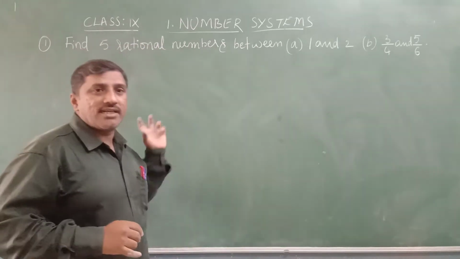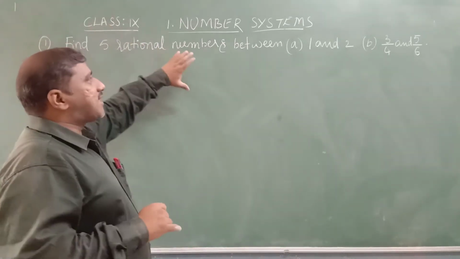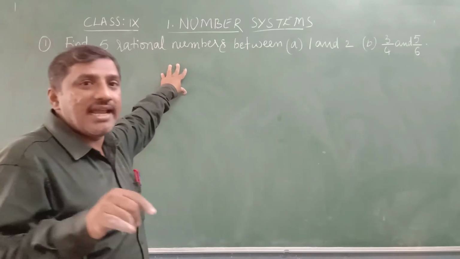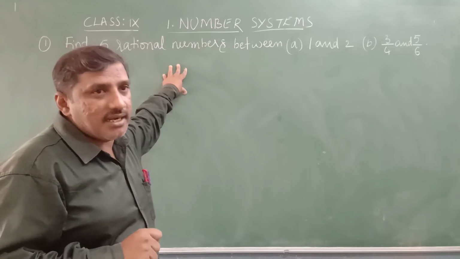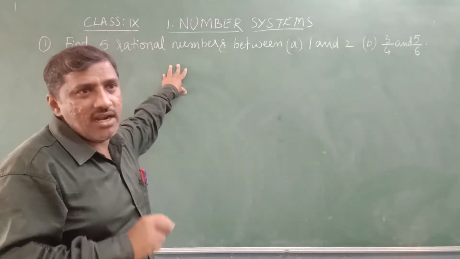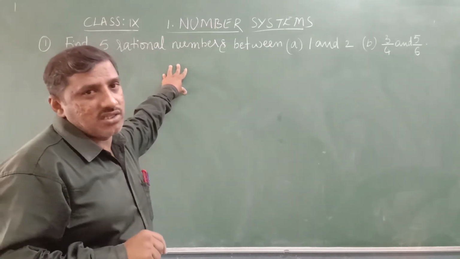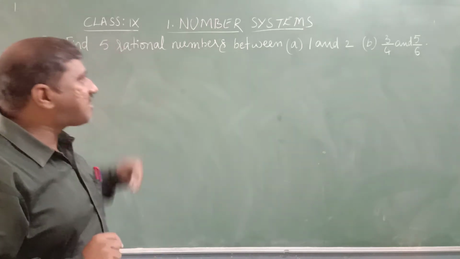So here 2 methods are there. First we are going to discuss what we studied in class 8. Then we will discuss the second method, that is the mean method, for how to find the rational numbers between 2 given rational numbers. So now we will revise class 8.